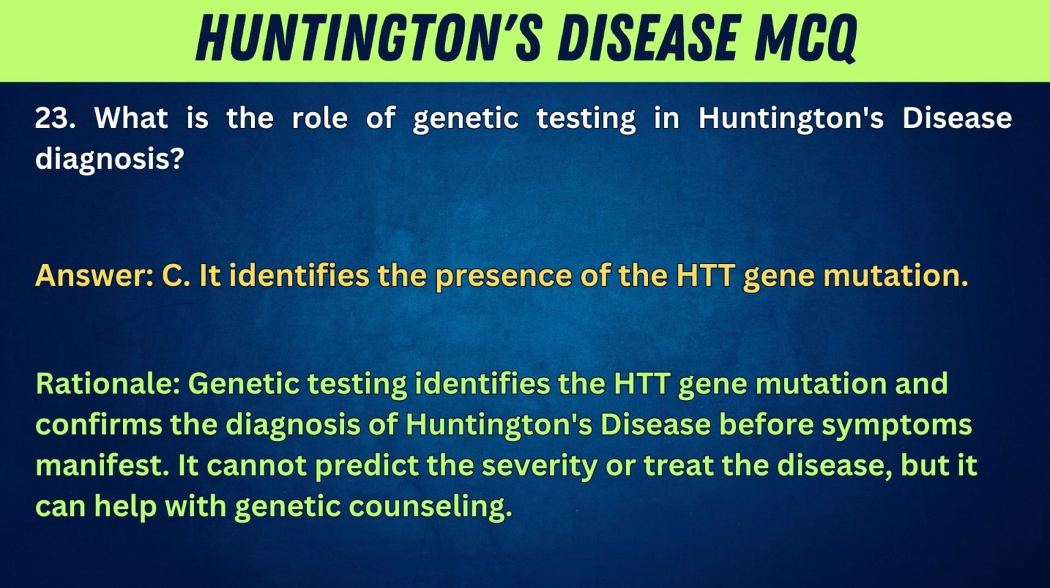Rationale: genetic testing identifies the HTT gene mutation and confirms the diagnosis of Huntington's disease before symptoms manifest. It cannot predict the severity or treat the disease, but it can help with genetic counseling.